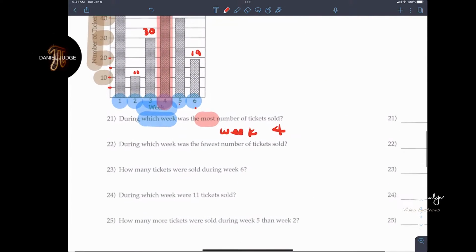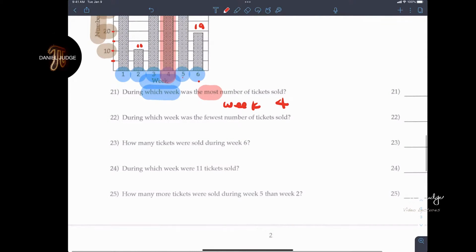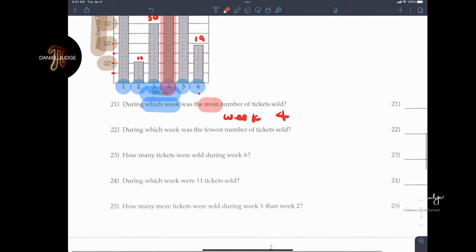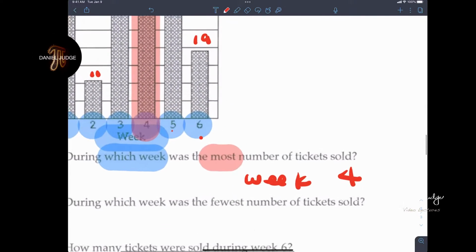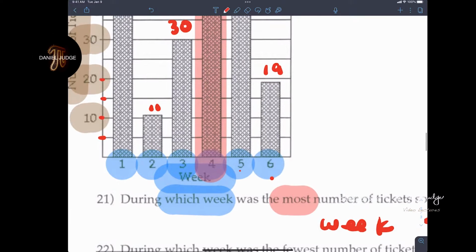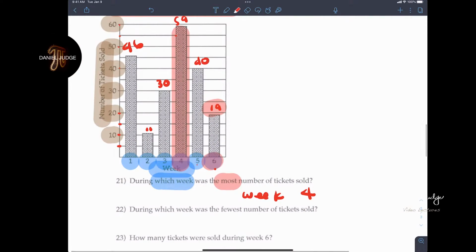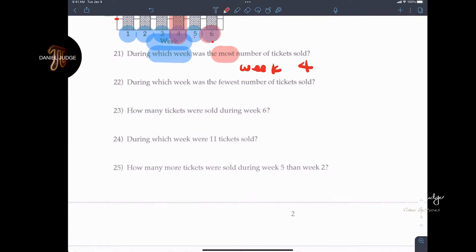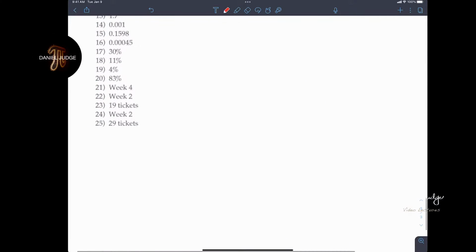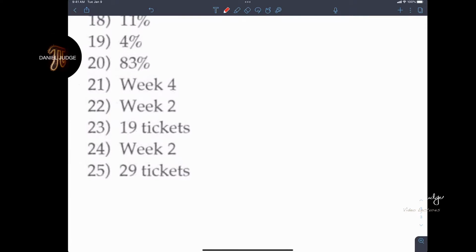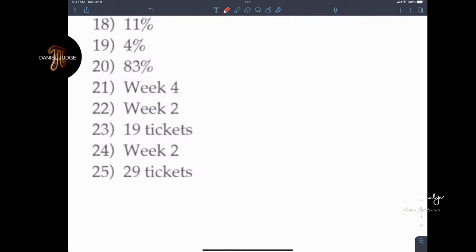Okay. So look at 23. How many tickets were sold during week 6? Number 23 is asking week 6. Here's week 6. We took a guess, right? Remember week 6 here? This last week right in here? Week 6, we're saying 19 because it's not quite 20. So hopefully we're right. Not quite sure. Let's see if the publishers were okay on this one. Number 23, how many tickets were sold in week 6? 19. And sure enough, they agree, 19 tickets.